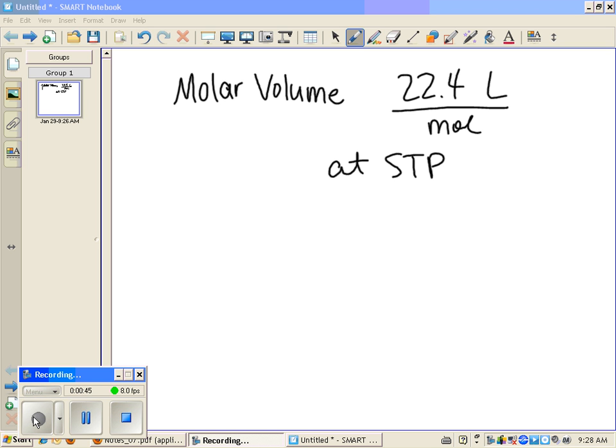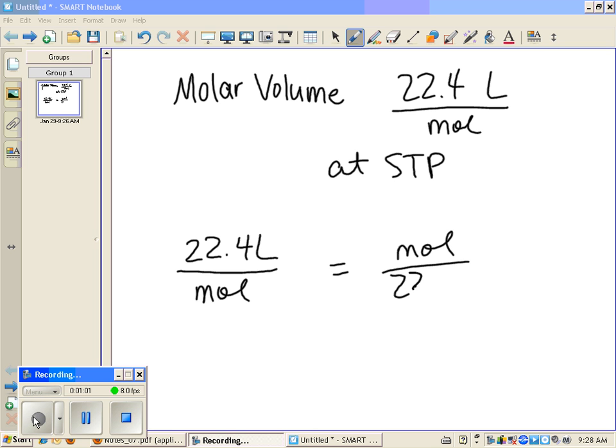So we're going to use this as a conversion factor. And just like before, remember how I told you that you can use your conversion factors and you can flip them? This can be 22.4 liters of gas per mole, or you can write it as 1 mole equals 22.4 liters. Again, this is only of a gas. This is not of a liquid. We would use density in that case.